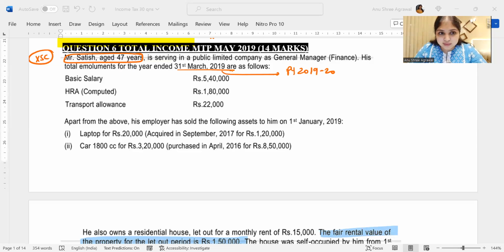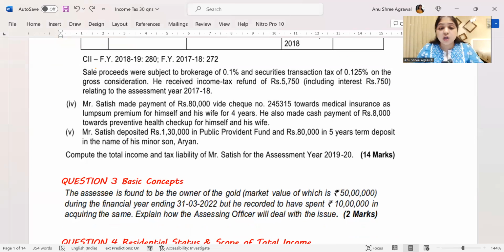Let us look at the question. Mr. Satish, aged 47 years. He's not a senior citizen, and we're talking about previous year 2019-20. They have given us a lot of information. What are they asking us? Total income and tax liability.